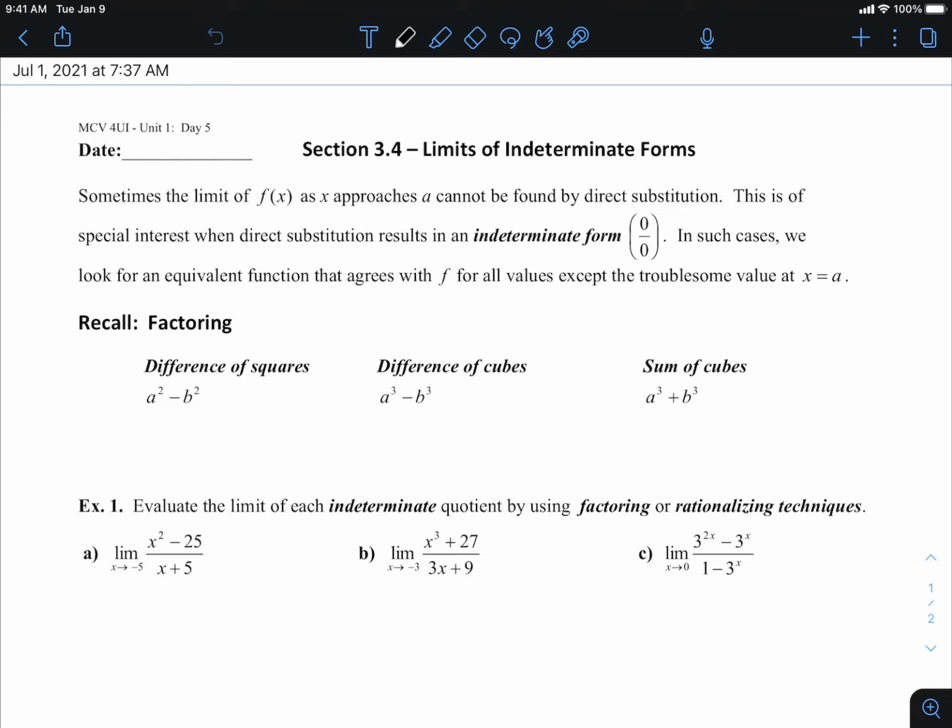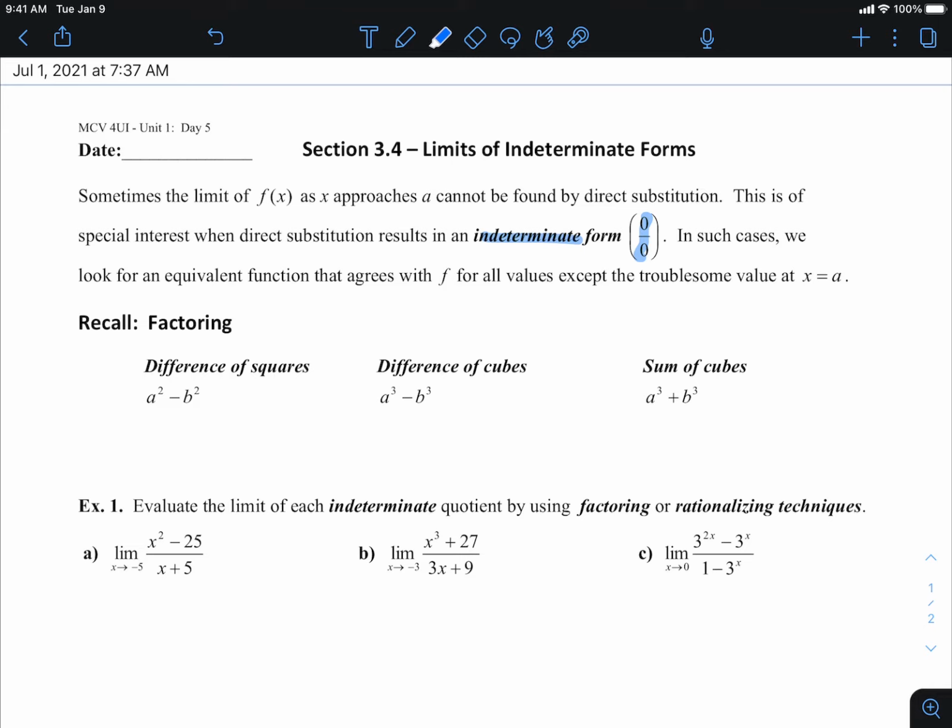What we're going to look at this morning is what we call the limits of indeterminate forms, and it's what ends up happening when we go to evaluate a limit, like what we were doing yesterday or the day before, right? When we go to evaluate a limit and we get 0 over 0, that's what we call the indeterminate form. All it means is the way that the function is written, or the limit, is in a way such that when you plug in whatever limit you're looking for, as x approaches a particular value, you end up getting 0 over 0.